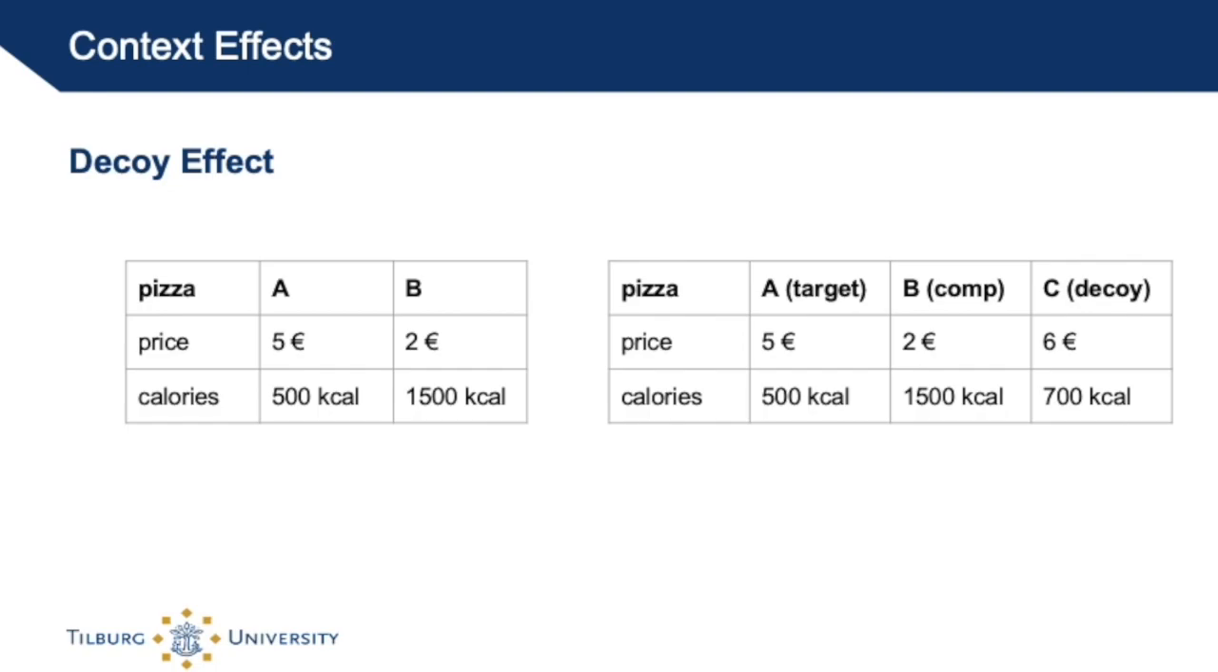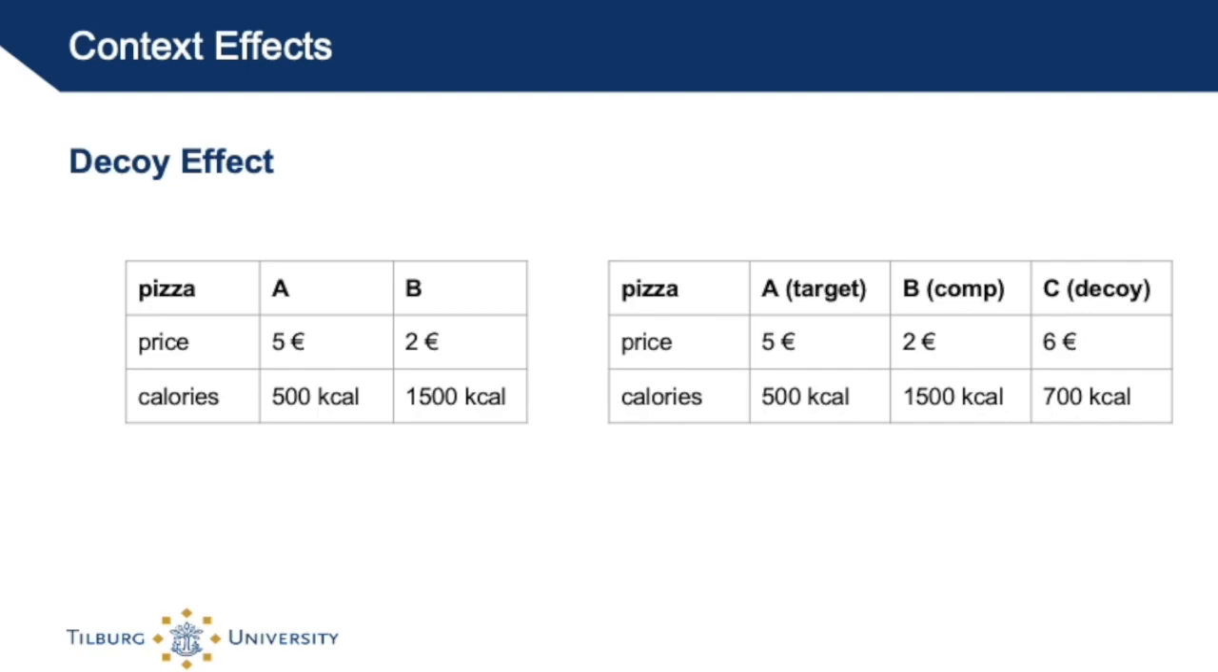We have pizza A that costs €5 and has only 500 calories, so it's expensive, but it's low on calorie count. And then we have pizza B that's €2 and it's high on calories. So it's cheap, but it's high on calorie count. That means some people will prefer pizza A for the low calorie count, and some people will prefer pizza B for the lower price. So let's take a look at our table on the right side.